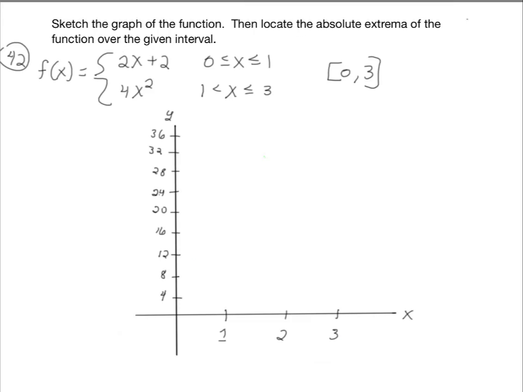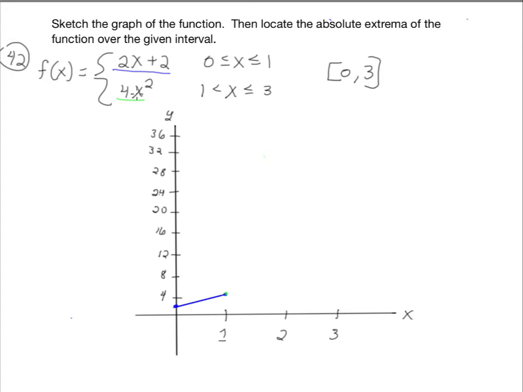For our last example problem today, let's look at problem number 42. We're asked to sketch the graph of the function and look at the graph to locate our absolute maximum and minimum. So this is a piecewise function. Remember, I'm going to graph the linear function 2x plus 2 from 0 to 1. So this will be this straight line here in blue. Now, in green, I'm going to graph the parabola 4x squared from 1 to 3.